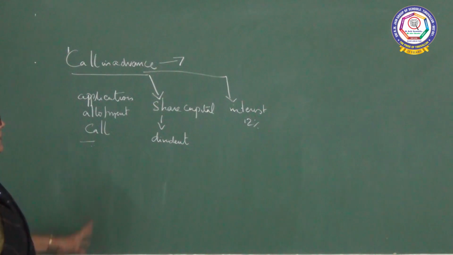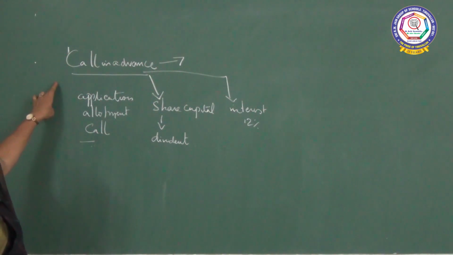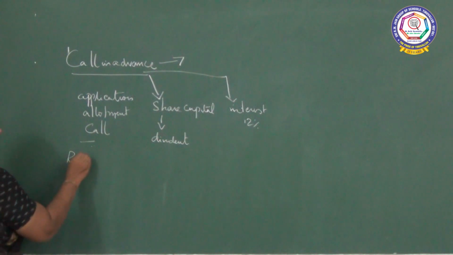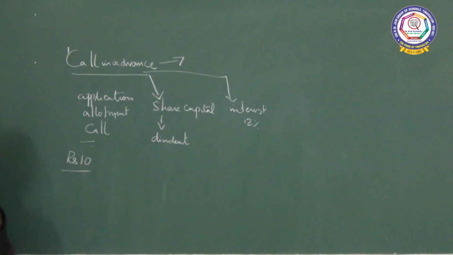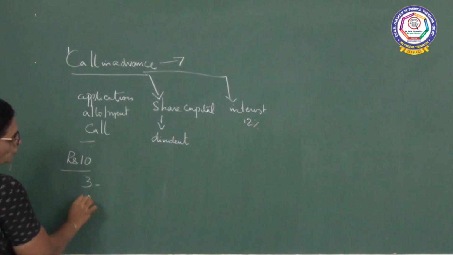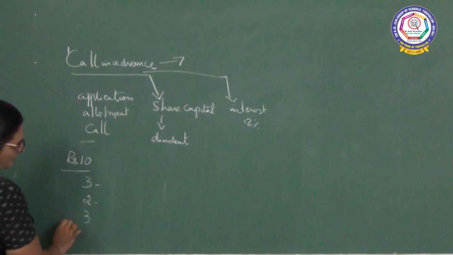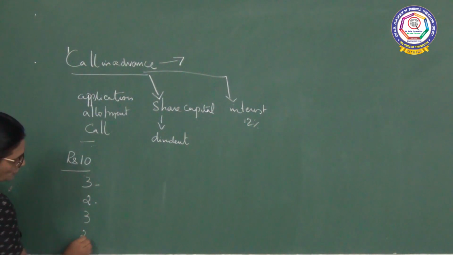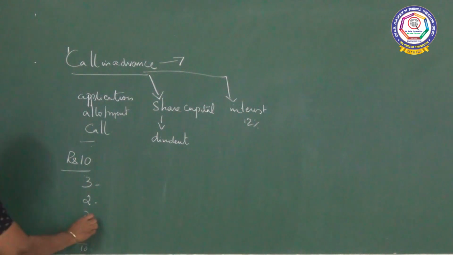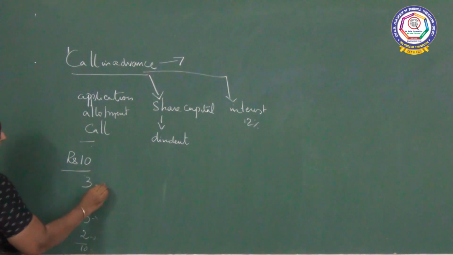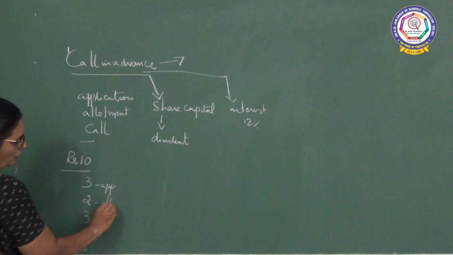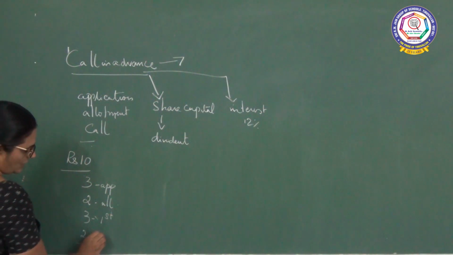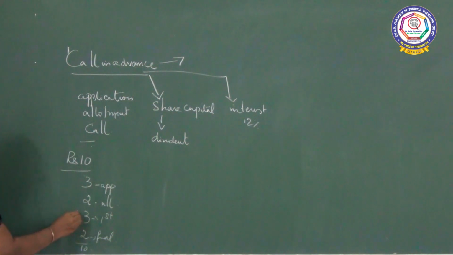Now, for example, the face value of the share is rupees 10. You are going to collect 3 on application, 2 on allotment, 3 rupees on your first call. So 3 plus 2 is 5, 5 plus 3 is 8, then 8 plus 2 is 10 rupees. Now you have collected your money on application, on allotment, then your first call, then your final call. The money you are supposed to be paying in the first call, you might pay in allotment, or you might pay it in application.